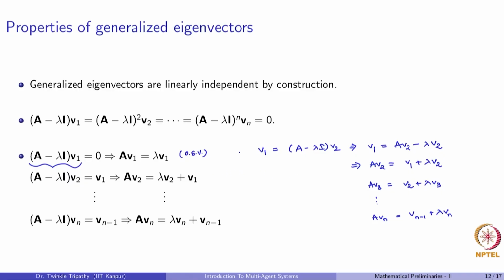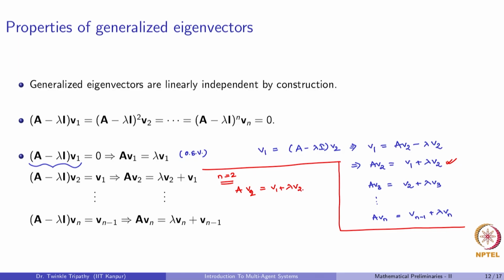In order to understand that, let us start with a simple case of n equals 2 and see how it goes. When n is equal to 2, V1 is a standard ordinary eigenvector, and we know that AV2 is actually equal to V1 plus lambda V2. Now what does this mean? Let's see.